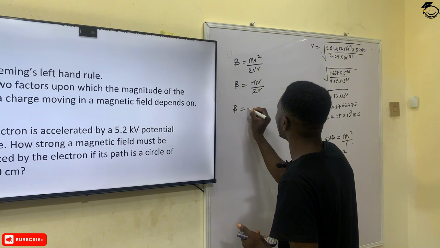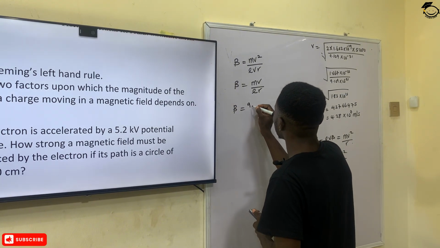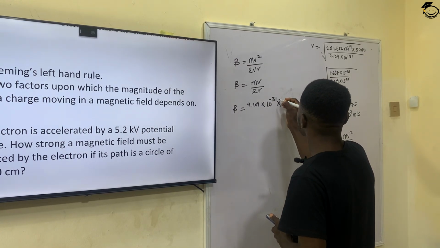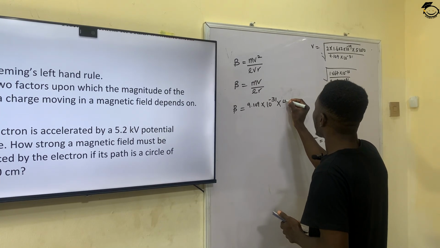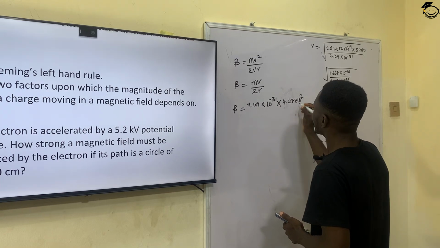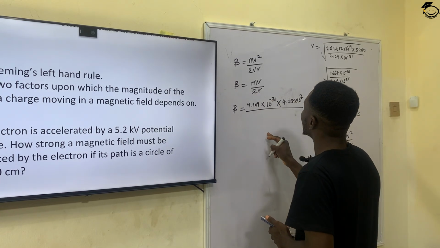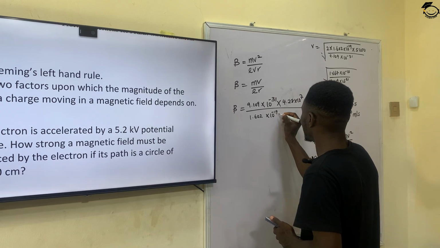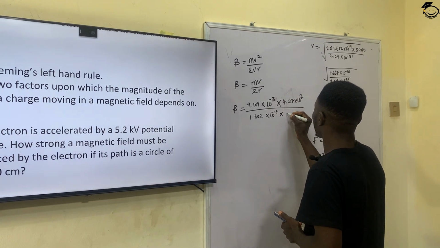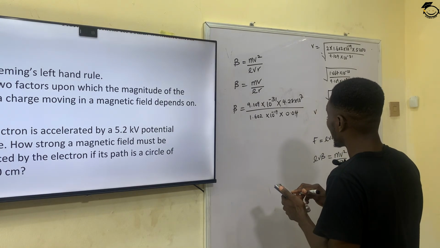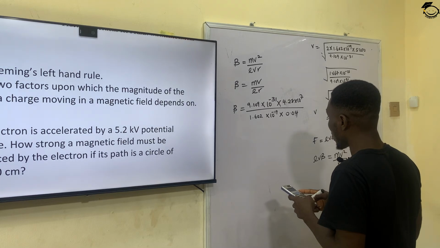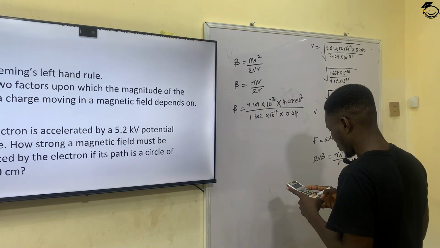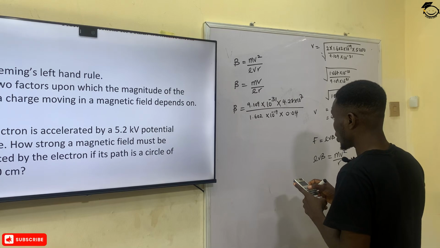So with this, I'm going to calculate what my magnetic field strength will be. My magnetic field strength will be equal to the mass of the electron, 9.109 times 10 raised to power minus 31, times the velocity that we calculated, 4.28 times 10 raised to power 7, divided by the charge of an electron, 1.602 times 10 raised to power minus 19, times the radius in the question, which was 0.04. So I'll calculate this together.